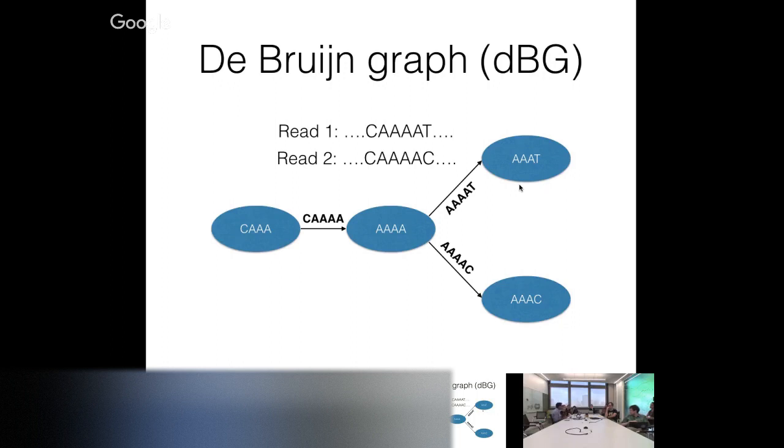But you only take the edges which are present in the input. Yes. So edges come from the input data set, of course.